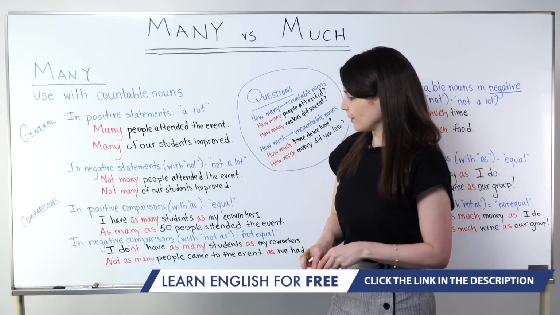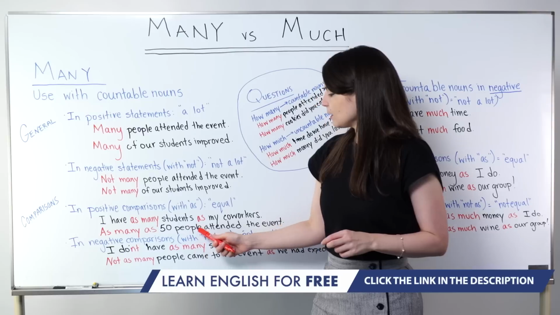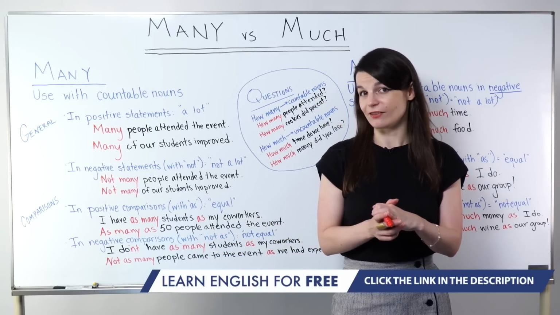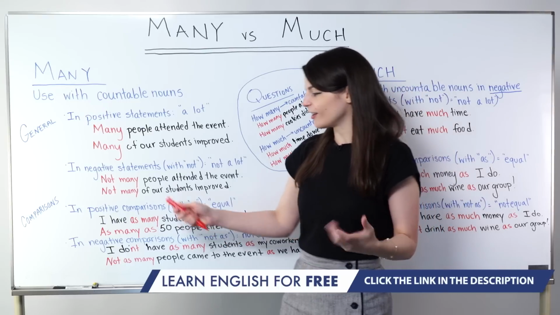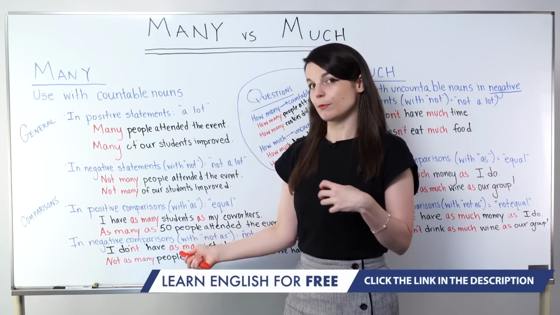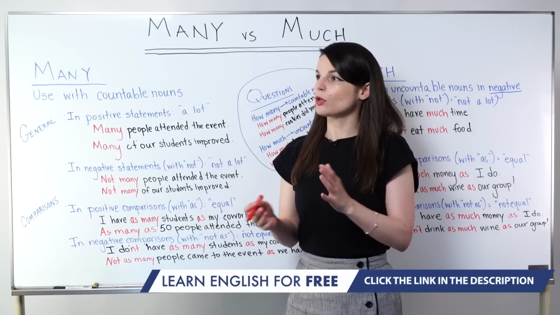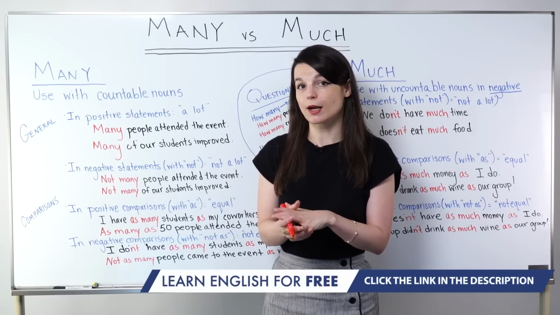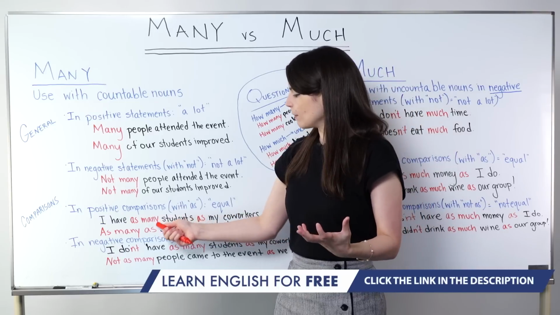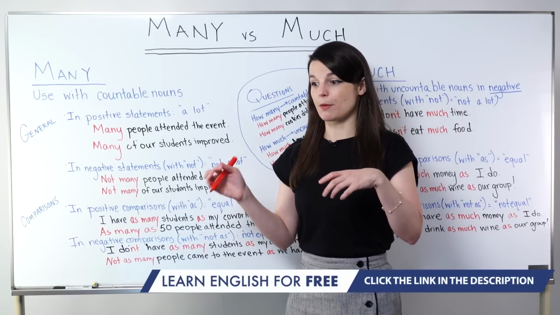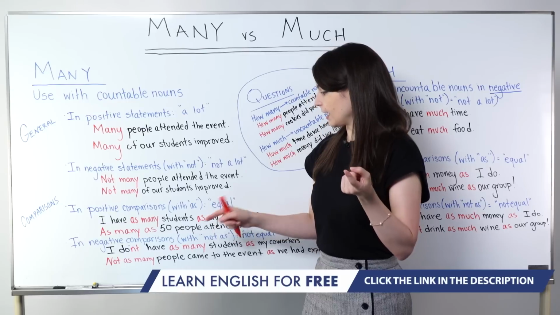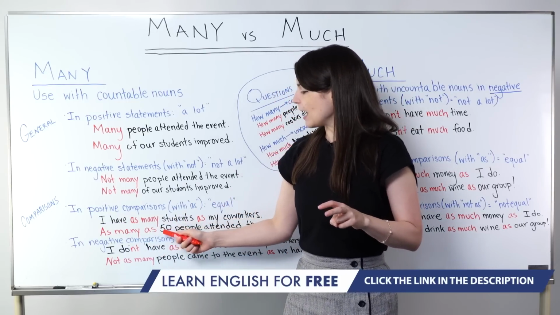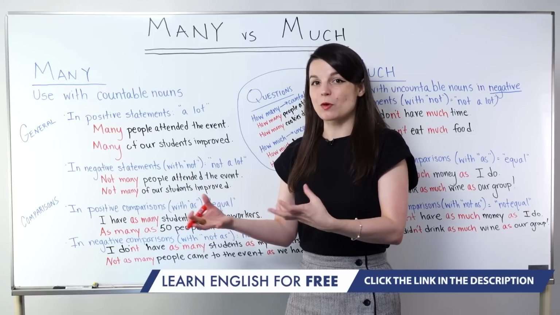Let's look at one more example. As many as 50 people attended the event. This is an interesting kind of expression. You may see this from time to time. This is something you might see in a report or perhaps a news article of some kind when they want to describe attendance, or they want to talk about data, or in this case, talking about participants in something. This as many as means like equal to or about.